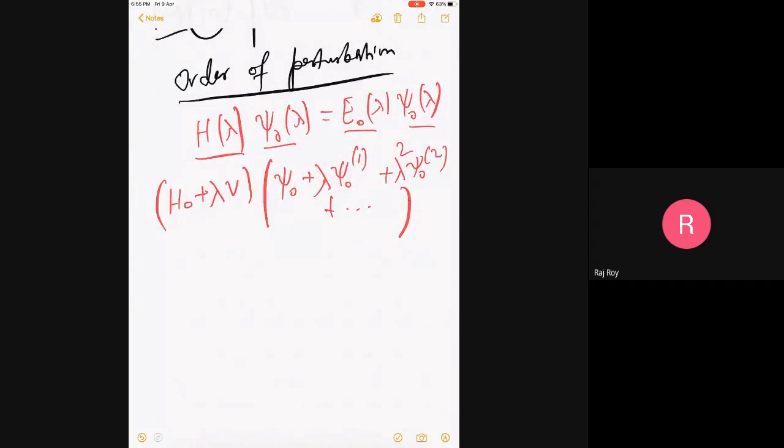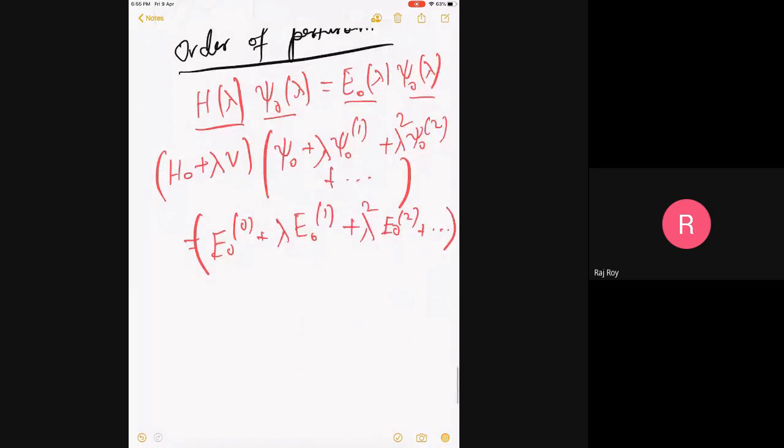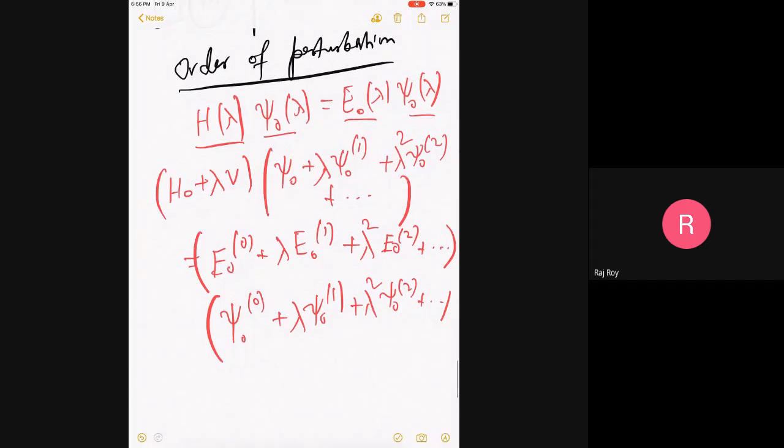Of course, it's an infinite series. Then I have E0 0. This is now writing the right hand side: plus lambda E0 1 plus lambda square E0 2, into psi 0 lambda. So psi 0 0 plus lambda psi 0 1 plus lambda square psi 0 2 and so on. It's quite easy to write. It is just boring, but very easy. I mean, just write it down. You look at the right hand and left hand side, and you simply write it down. Is it clear?